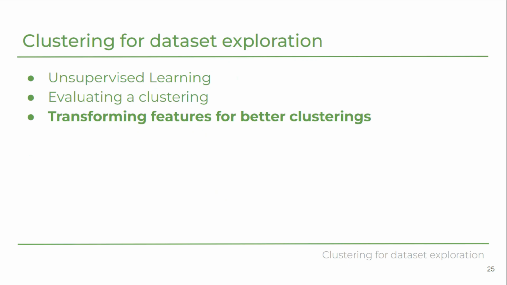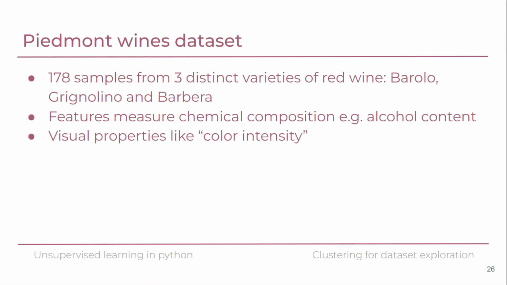Let's look now at another dataset. The Piedmont wines dataset. We have 178 samples of red wine from the Piedmont region of Italy. The features measure chemical composition, like alcohol content, and visual properties like color intensity. The samples come from 3 distinct varieties of wine.